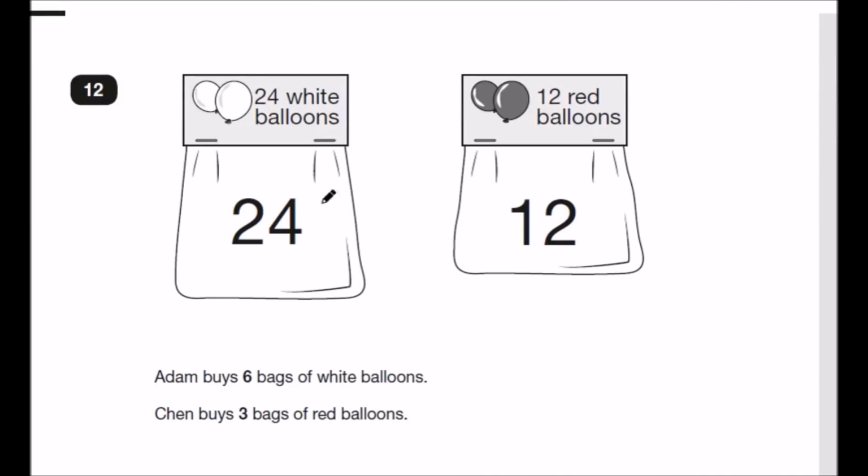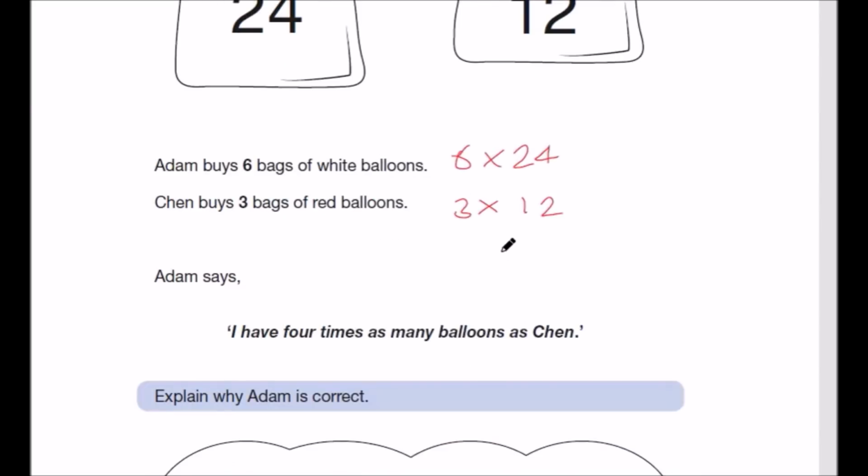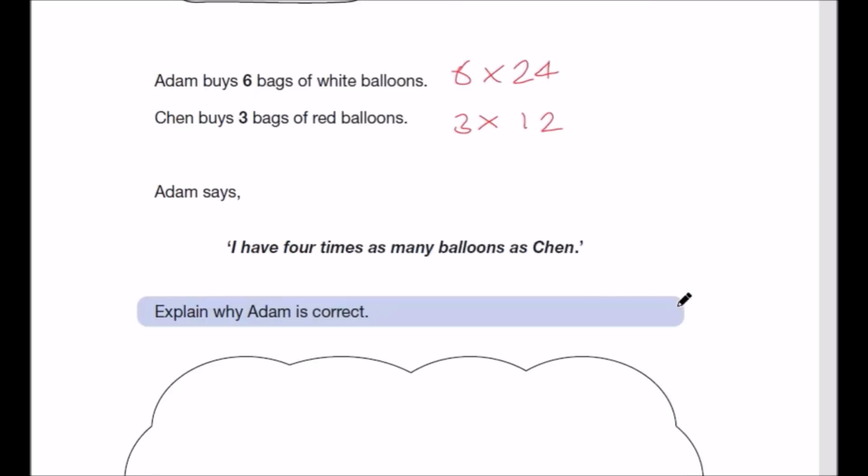So you got 24 white balloons here and 12 red balloons, okay? Number 12. So Adam buys 6 bags of white balloons. He buys 6 lots of these. So this is 6 times 24, just to make it clear. Whereas Chen buys 3 bags of red balloons. So 3 times 12. Adam says, I have 4 times as many balloons as Chen.